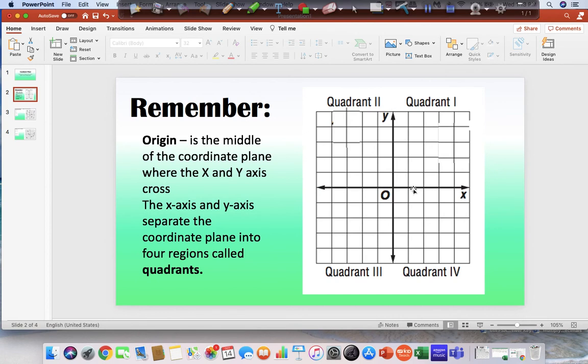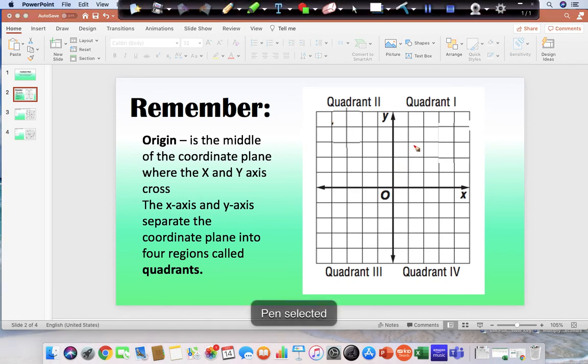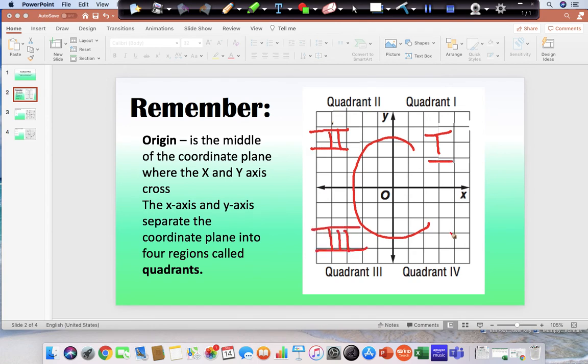Last year you were only dealing with quadrant 1, which is this first quadrant. Now in 6th grade we have 4 quadrants, and they are in the shape of a C. We number the quadrants using Roman numerals: 1, 2, 3, and 4. This is quadrant 1, this is quadrant 2, this is quadrant 3, and this is quadrant 4. And yes, you have to write the quadrants using Roman numerals. That's just how it works.